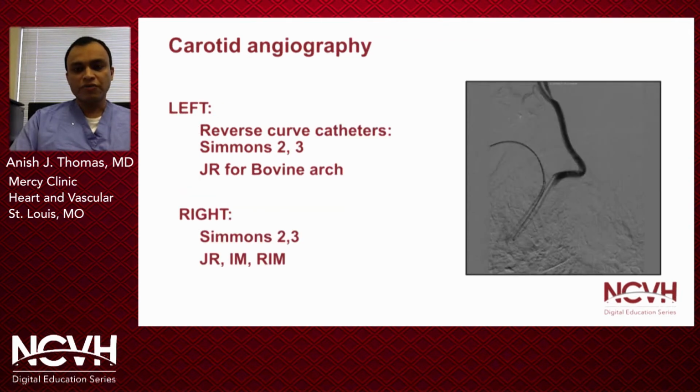Talking about carotid angiography, if you're trying to cannulate the left common carotid, usually reverse curve catheters like the Simmons 2 or Simmons 3 help. However, if you have a bovine arch, just a JR4 diagnostic catheter will work just fine. When you're trying to cannulate the right, a Simmons 2 or Simmons 3 will help. However, you have to be careful that when you pull this back up, it can come in contact directly with the carotid bifurcation. So you have to be careful when you're doing this. Sometimes a JR4, an IM, or a rim catheter will work as well.